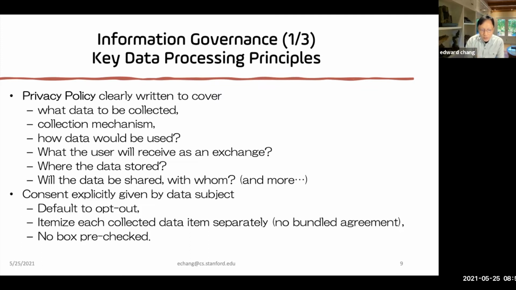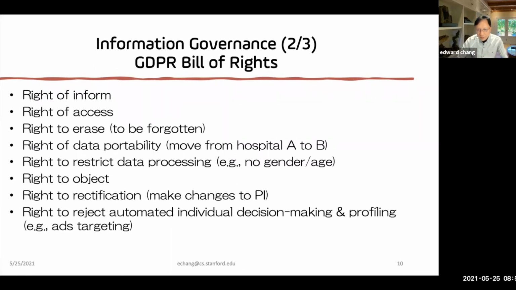So no box can be pre-checked, and the option is opt-out, and the user can come in to select the items they feel comfortable about, and they can always come back to opt out, okay? So everything has to be done explicitly. That's key. So unlike currently, in many consumer activities, you will be given a huge deck of documents, and you are required to finish signing within 10 or 20 minutes, right?